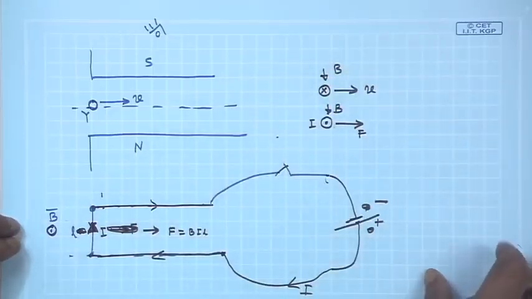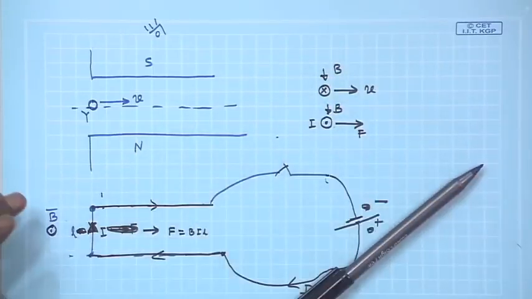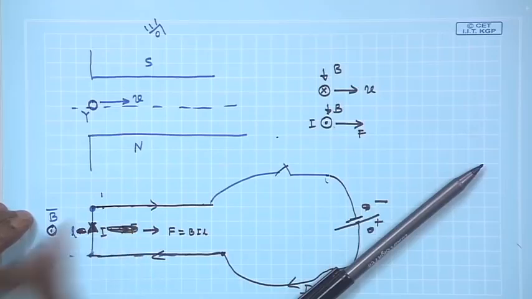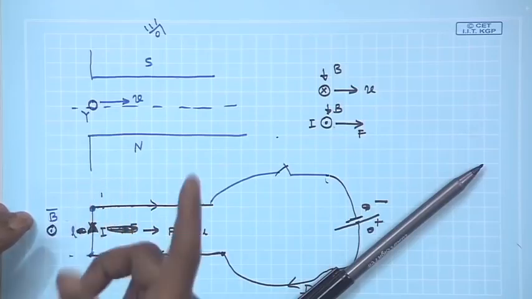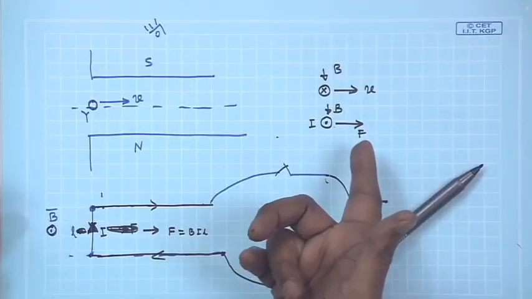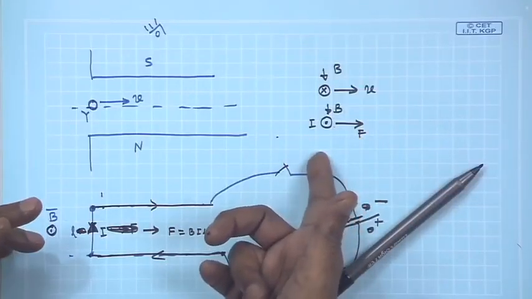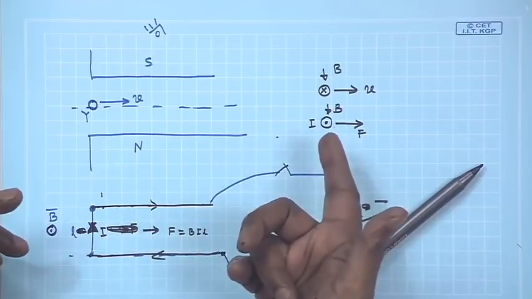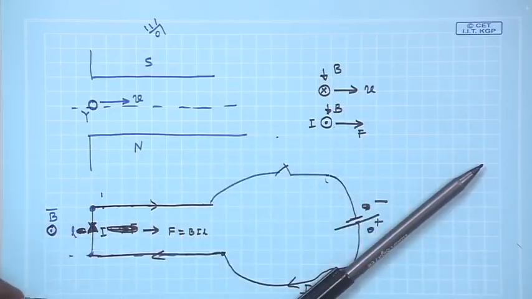And so, in this lecture, for a single conductor moving in a magnetic field, we have discussed what will be the induced voltage, and how to decide about the polarity of the voltage. Similarly, if a conductor which carries current is placed in a magnetic field, then it will experience some force. The direction of the force can be obtained by using left hand rule, and the magnitude of the force is BIL.